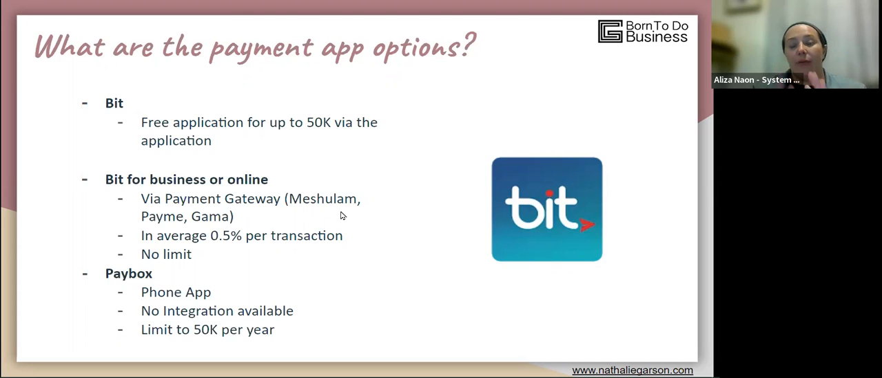Also, you can have through your website a link to your receipts, so you pretty much don't need to do anything. The other app that's very popular is Paybox. Paybox is only a phone app. It has no integration available, and you have a limit of 50,000 shekel per year. I think that once you go above the limit, you need to be approved. So being that it's only a phone app and you have no integration available, if you are going to receive a high volume of transactions, Paybox is not going to be the best one, because you will have to create your receipts manually and track your payments manually. So it might be a bit hard to track on the operations side of your business.